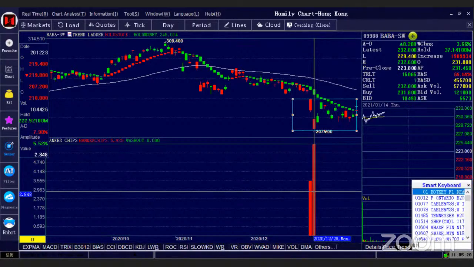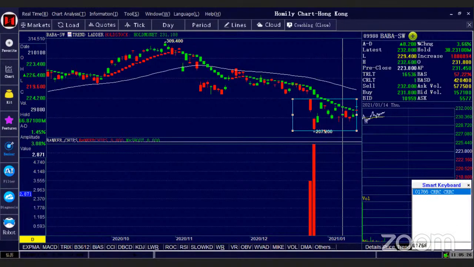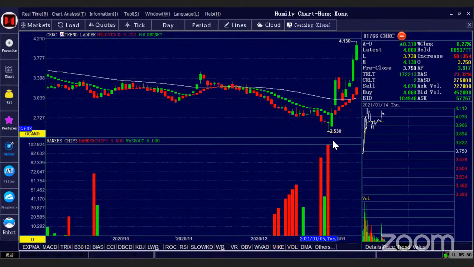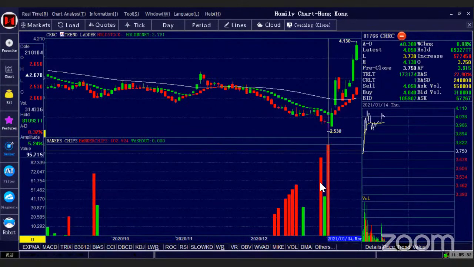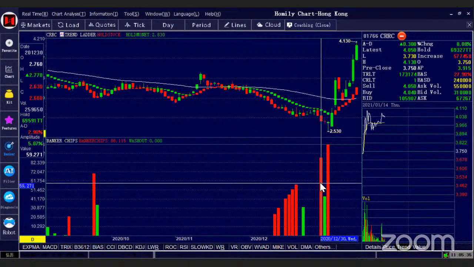Actually, this morning when I was checking the Hong Kong market, I got one stock, 01766. I don't know much about it. Oh yes, this is the one we were just now checking at the very beginning. I just checked the ranking for today for the Hong Kong market, then I saw this one.